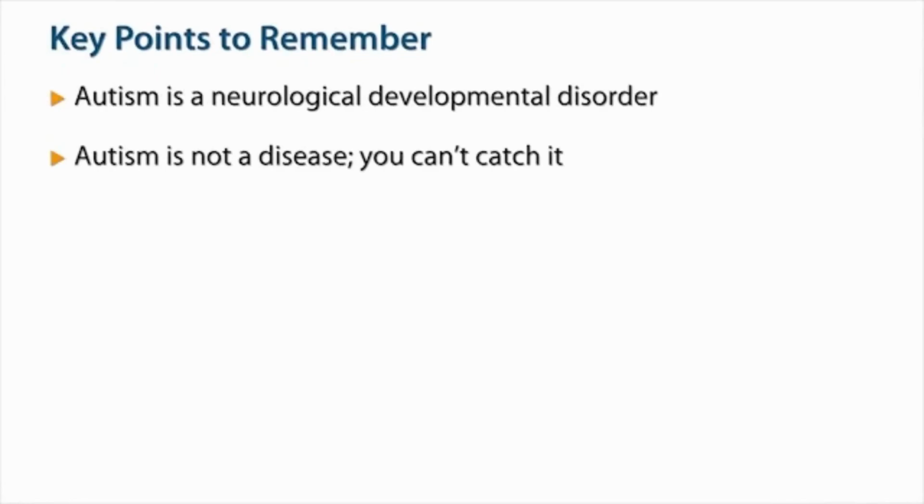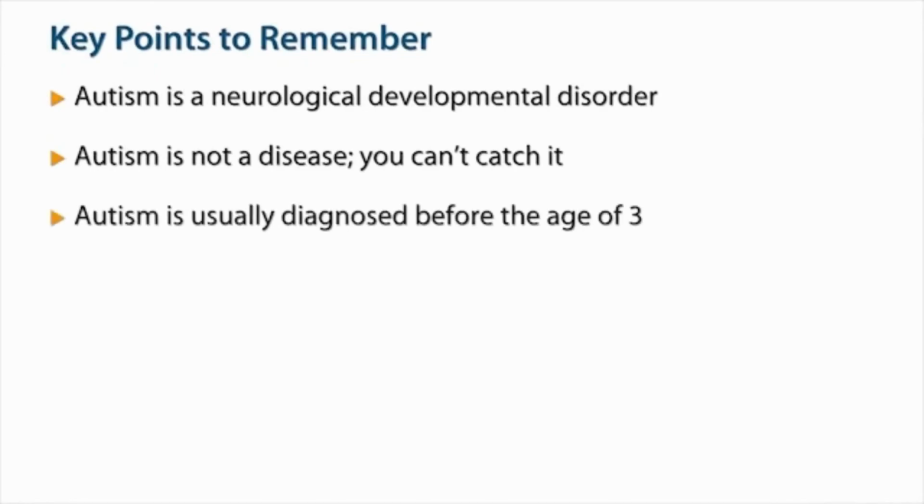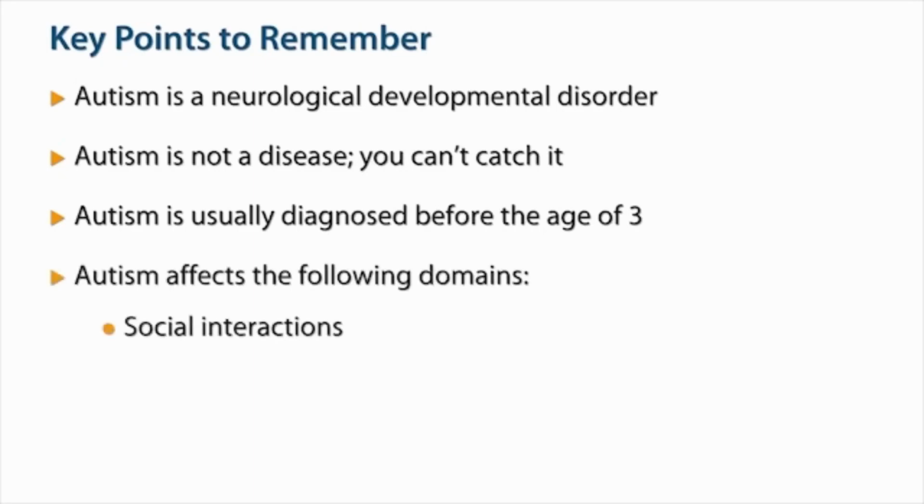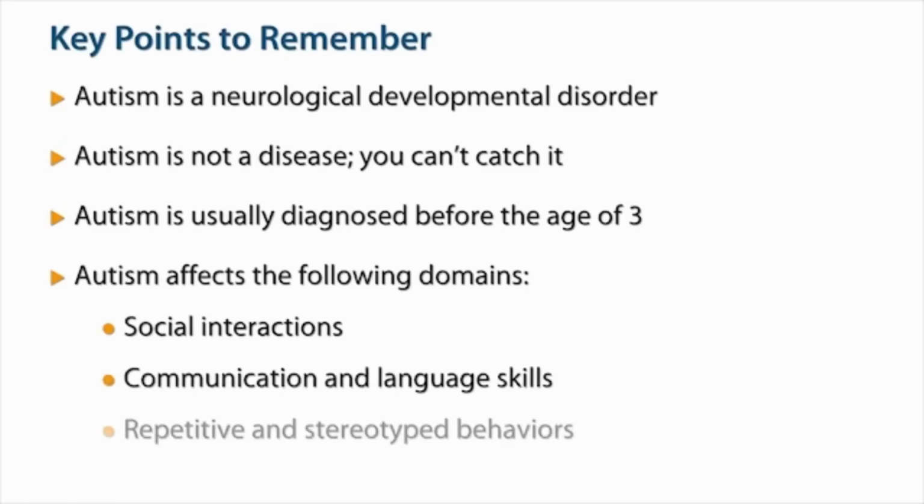Autism is a neurological developmental disability that affects about 1 in 110 individuals worldwide. It's not a disease. You can't catch it. It's usually diagnosed before the age of 3, and it results in difficulties in the domains of social interactions, communication, and repetitive and stereotyped behaviors. Therefore, children with autism have a wide range of specific learning needs.